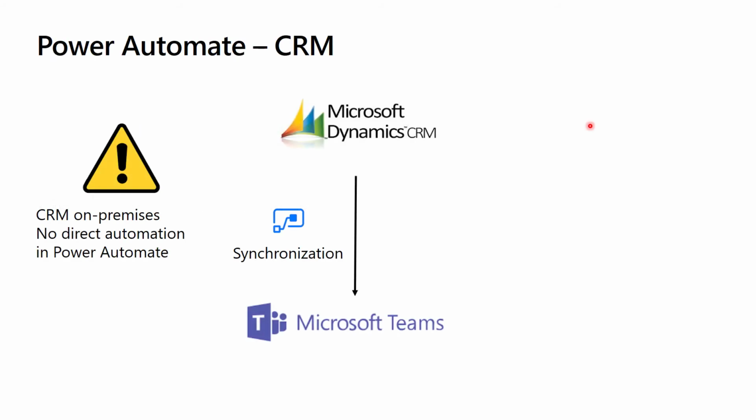Okay, quite easy. Once called Flow, now it's Power Automate. So using Power Automate, what we are doing, because our CRM is on premises, there is no direct automation in Power Automate. There's a trigger inside the CRM database. When a new case is created in the CRM database, a Power Automate flow starts and writes into a Teams channel.